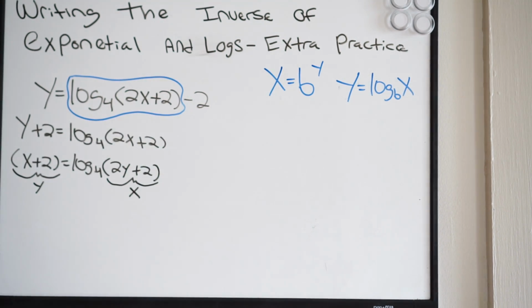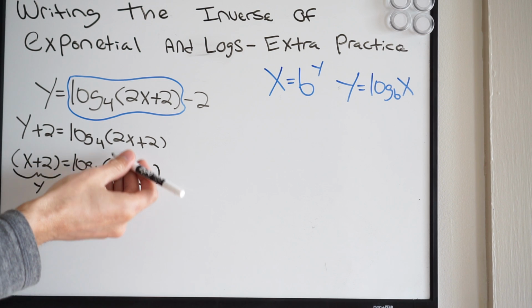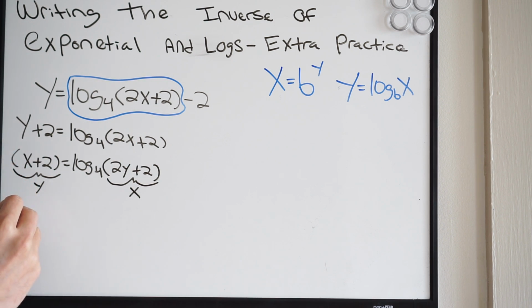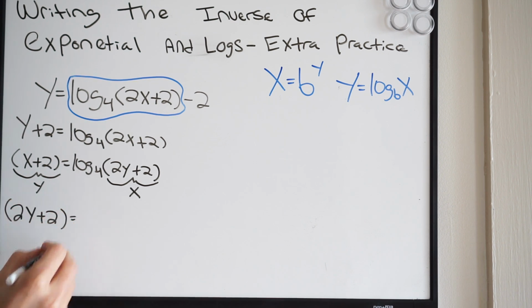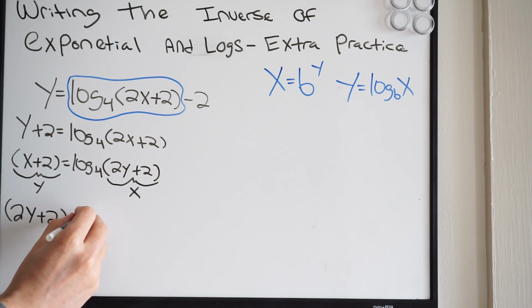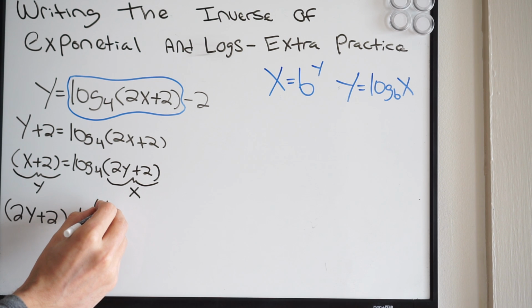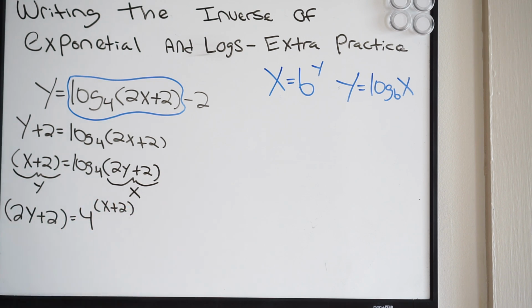We need to rearrange this and put it into its exponential form. So this comes over here, and we'll have 2y plus 2 equals 4 to the x plus 2. We just want to get y equals now, so we're going to subtract 2, and then divide by 2. Let's do that in 2 steps.